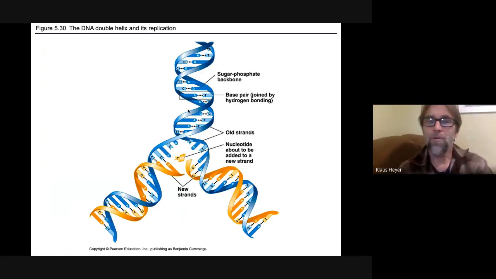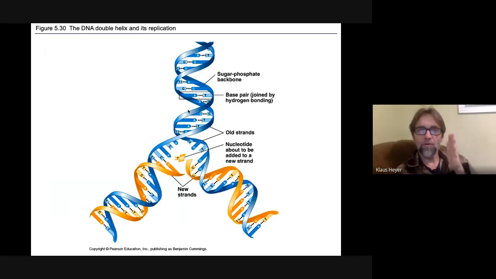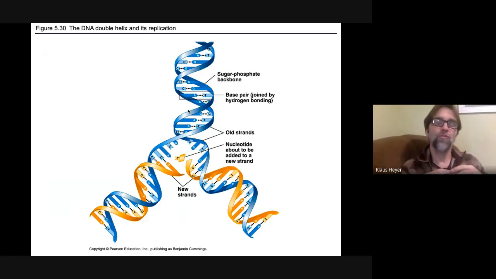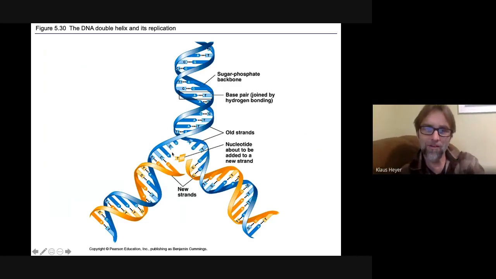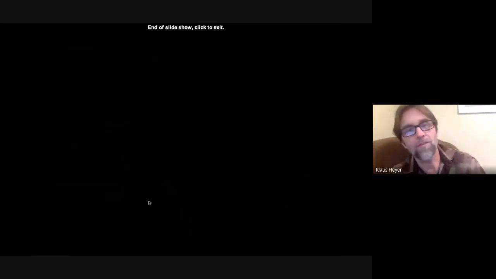So what your body does, we have two strands of DNA. Only one strand is important to read. The other strand is there because when we go to divide our cells, we're going to make a copy of the DNA. So that's what's happening down here in yellow. The DNA kind of unzipped and the body's making another strand of each. So now you have two strands that look exactly the same. That's the end of the slideshow.